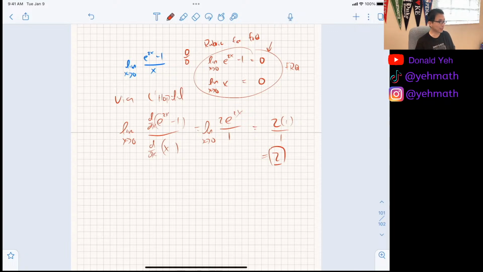Now remember, this is not factorable. I mean, this actually is factorable, but you don't know how to factor it. Actually, do you know how to factor e to 2x minus 1? It's actually interesting. Come on, someone's got. Anthony?